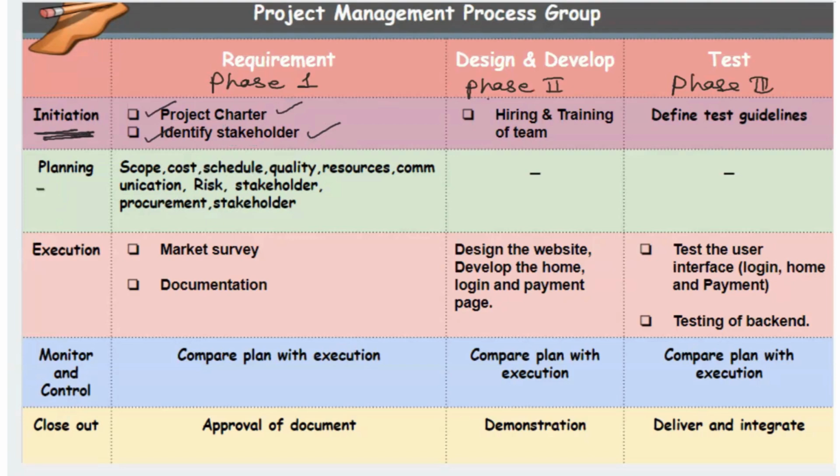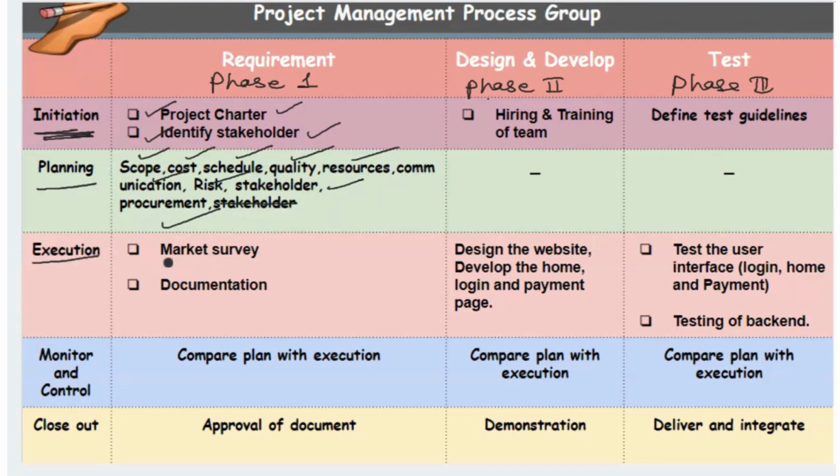So next is planning process group. In the planning process group, all the planning related activities come, like scope plan, cost plan, schedule plan, quality plan, resource plan, communication plan, risk plan, stakeholder plan, procurement plan, all the plans of the project. Whatever planning you are going to do, you are going to do here. And then comes the execution phase.